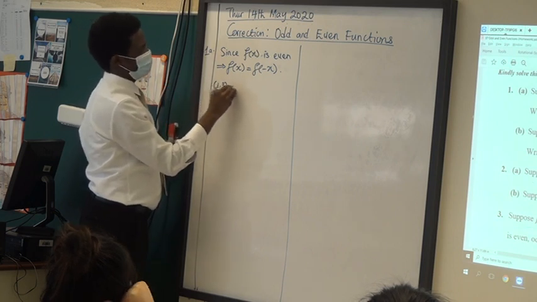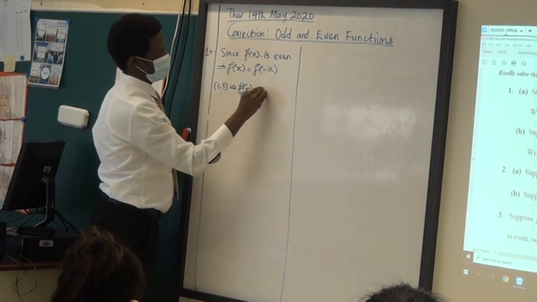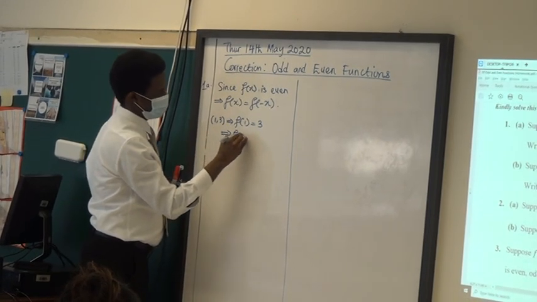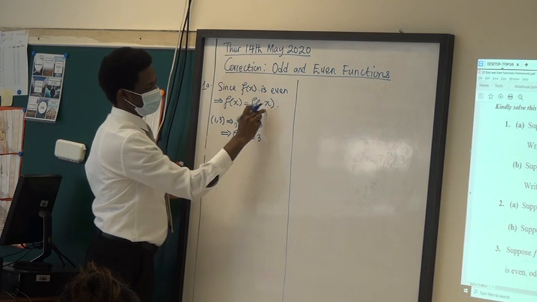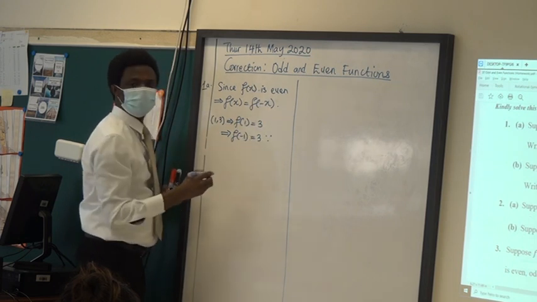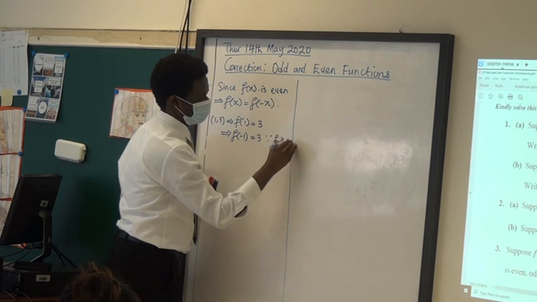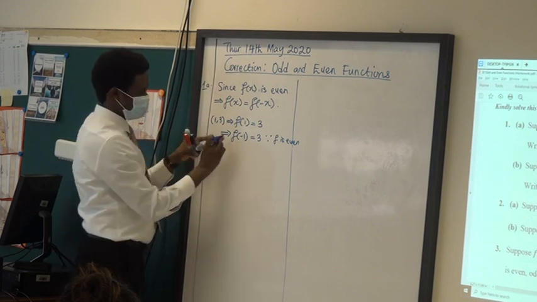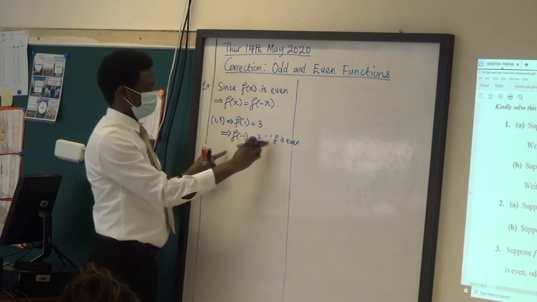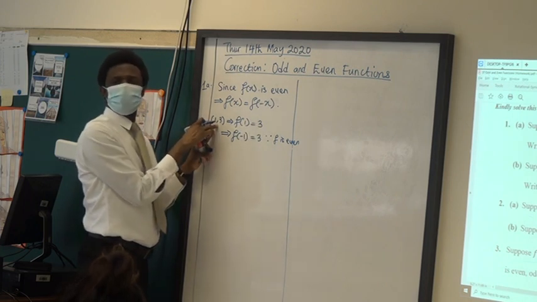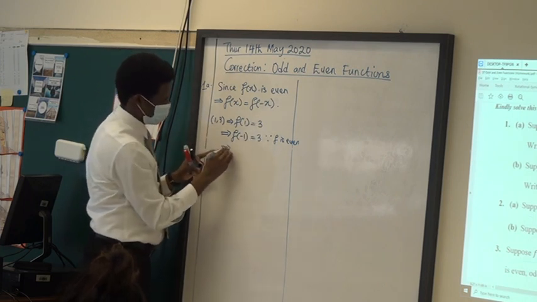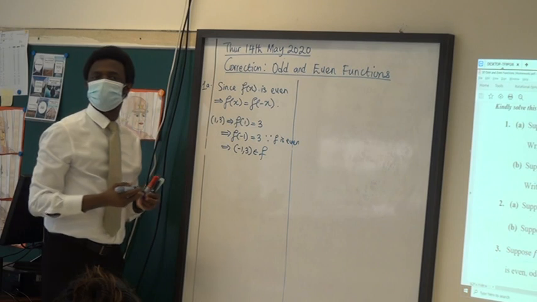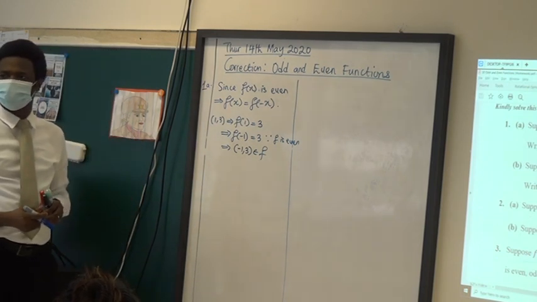(1, 3) implies f of 1 is equal to 3. Okay? Now, because of this, you now say this implies that f of negative 1 also equals 3 by this property, since f is even. We need to state the reason per line. The reason for this line is f is even. This is as a result of this one. Now, this now gives us what? (-1, 3). It's also there. Does that make sense? Okay?